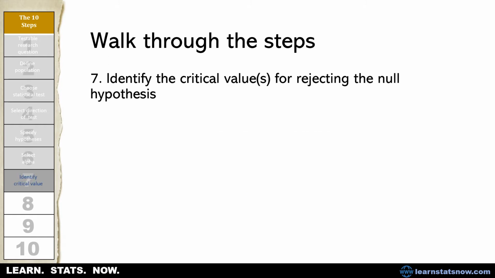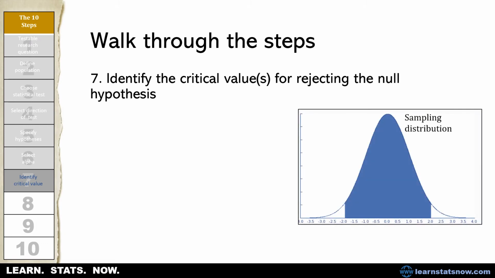And that takes us to step 7. Let's identify the critical values for rejecting the null hypothesis. So here's our sampling distribution, right? And as you know, this is the sampling distribution of the difference. Okay, and we just need to know where we're going to locate that critical value. Now, in order to do that, we need to know the sample size. That's n, and it's 14 for our study.